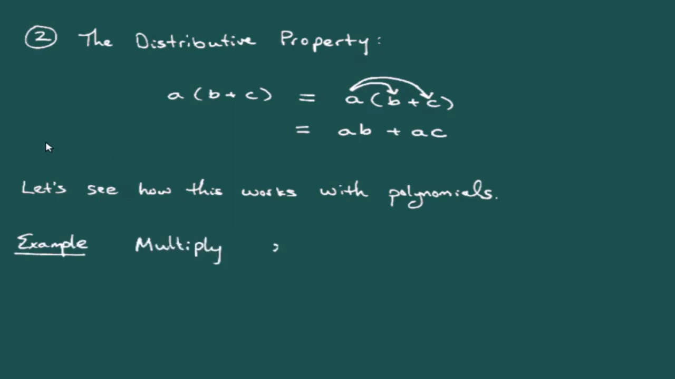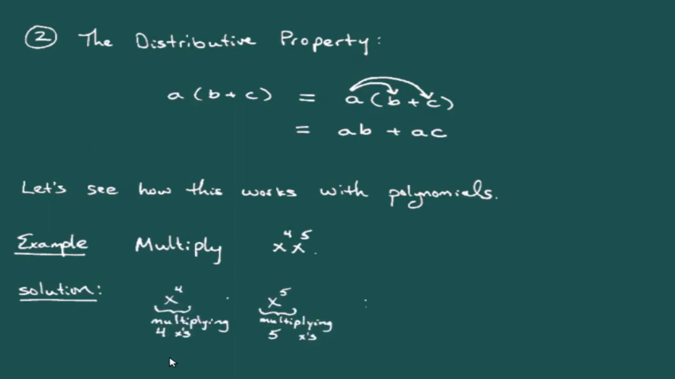Suppose we're asked to multiply x to the fourth times x to the fifth. Well, when we see x to the fourth, we know that we're multiplying 4 x's together. When we see x to the fifth, we know that we're multiplying 5 x's together. And so multiplying like bases, we add the exponents. So that's going to be x to the 4 plus 5. 4 plus 5 gives us x to the ninth.